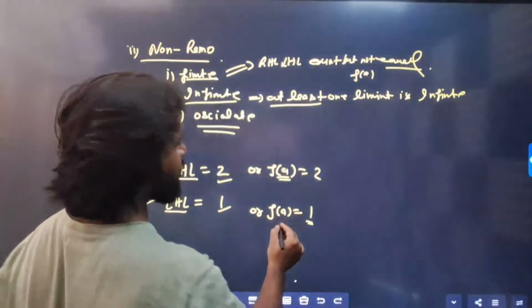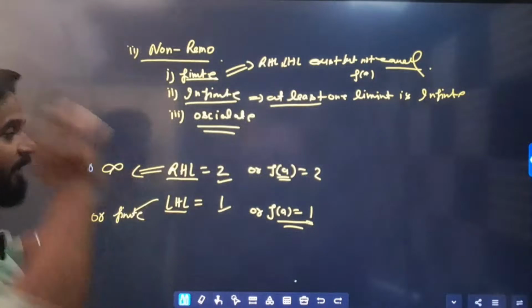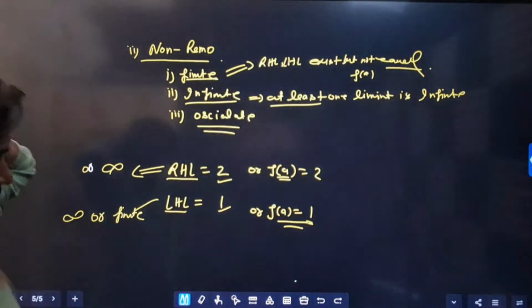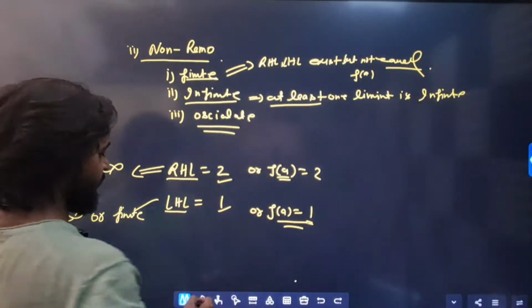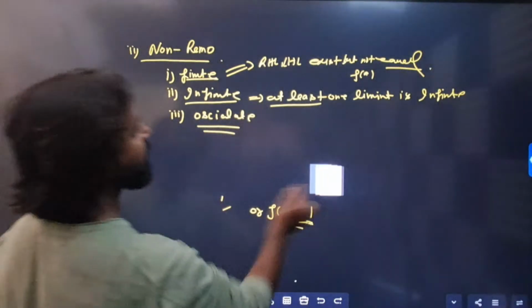So f of a is equal to 1. Okay, so finite and infinite limit clear, very clearly. Okay, now next is oscillate. So what is the meaning of oscillate? Oscillation means, you know very well.